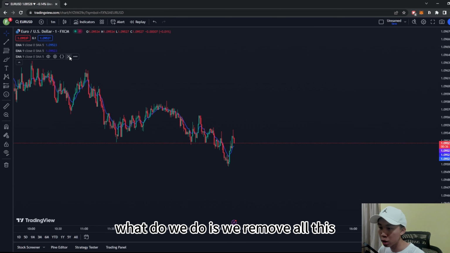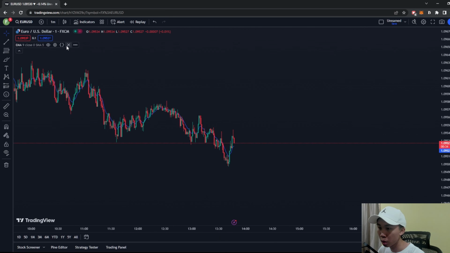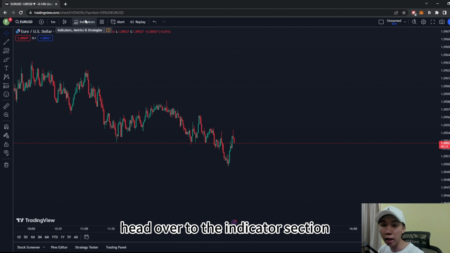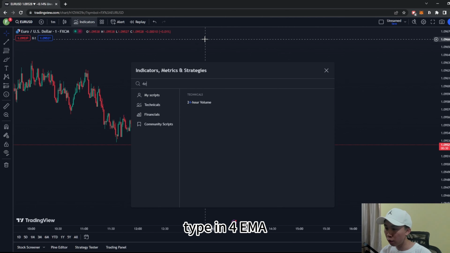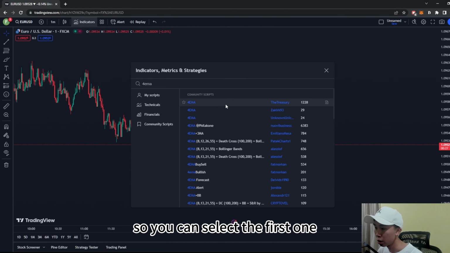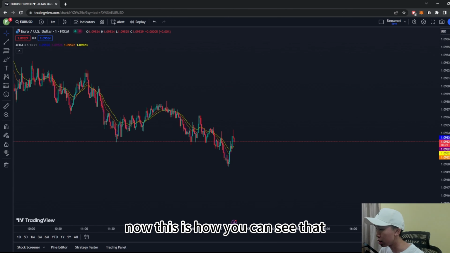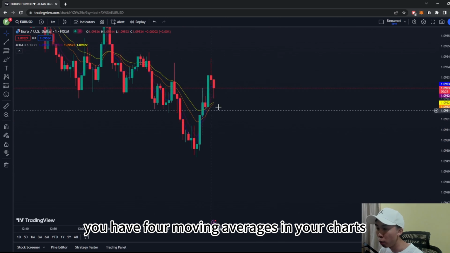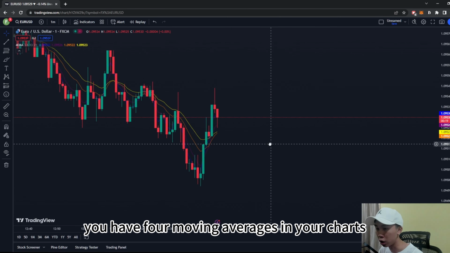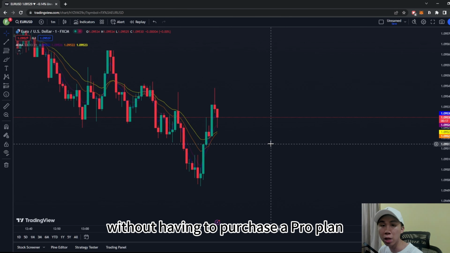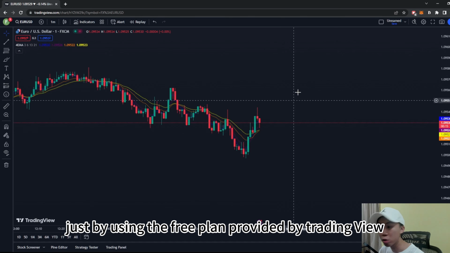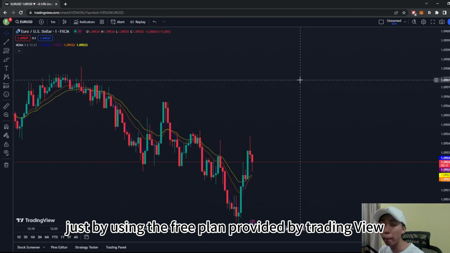What we do is we remove all this, head over to the indicator section, type in 4 EMA. So you can select the first one. Now this is how you can see that you have 4 moving averages in your charts without having to purchase a pro plan, just by using the free plan provided by TradingView.